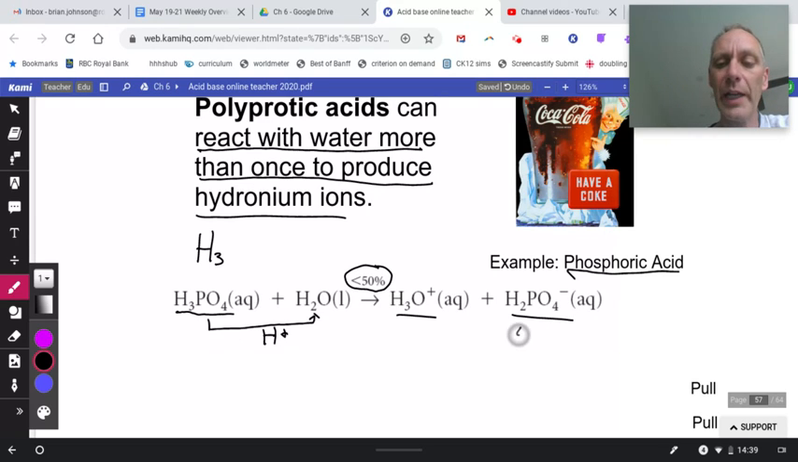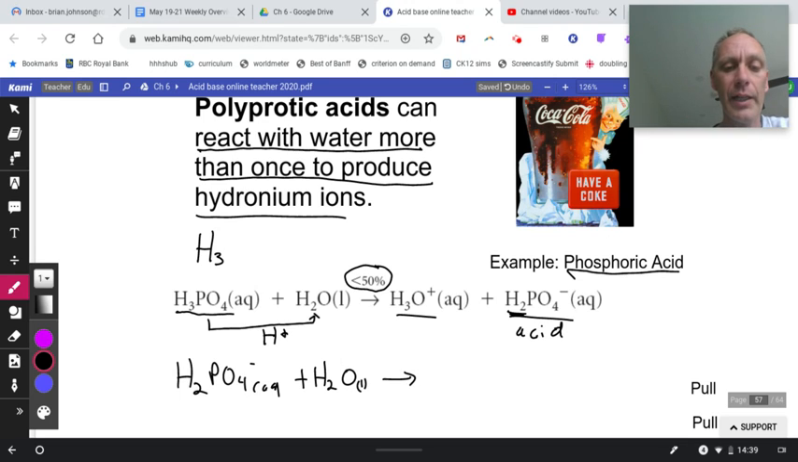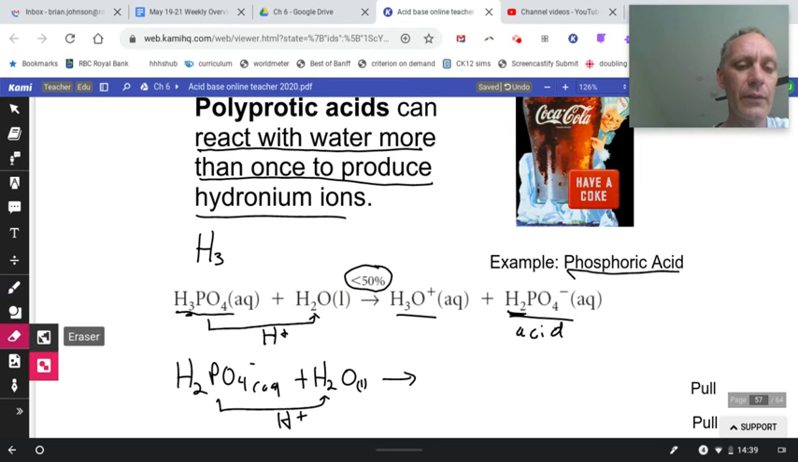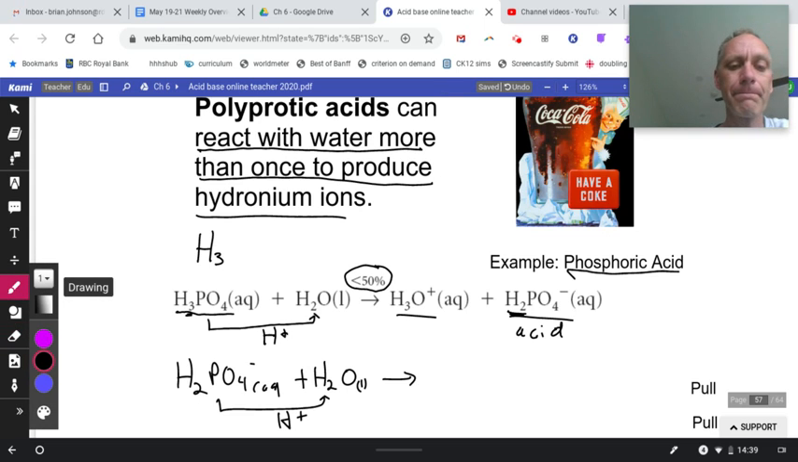Now H2PO4 minus is also an acid, because it has 2 protons that it could donate. So we're going to start the reaction again. This time it's the H2PO4 minus that is going to react with water and donate a proton to water. Now my question for you is the following. Which one do you think is a stronger acid? H3PO4 or H2PO4 minus? Which one do you think is stronger? And if you guessed H3PO4, you would be correct.